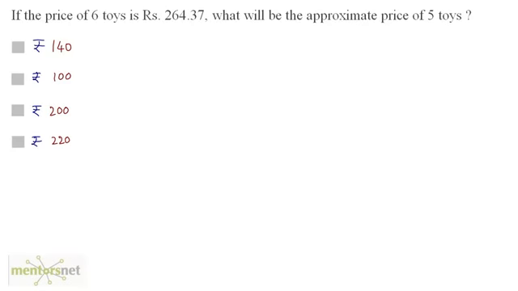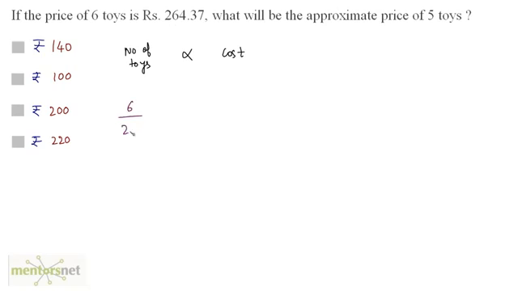If the price of 6 toys is rupees 264.37, what will be the approximate price of 5 toys? Well, again we have two quantities here. One is the number of toys and another is the cost, right? So the more the number of toys, the more will be the cost. So the number of toys is directly proportional to the cost associated, right? Now let us find what are the ratios given to us. So the price of 6 toys is 264.37. So one of the ratios is number of toys and the cost.